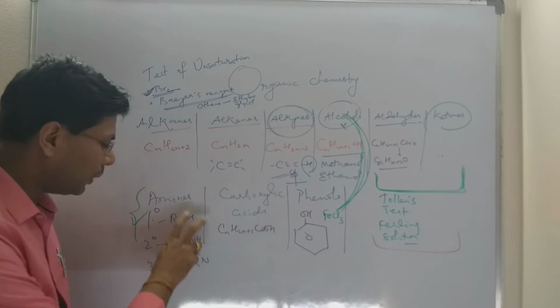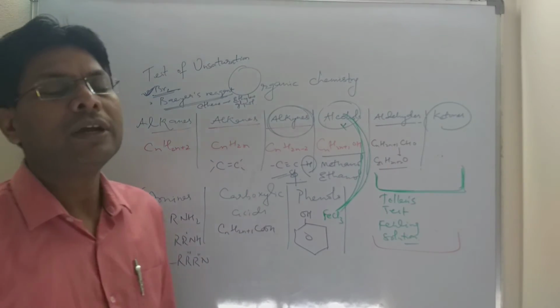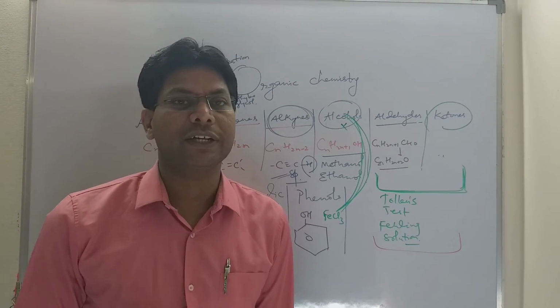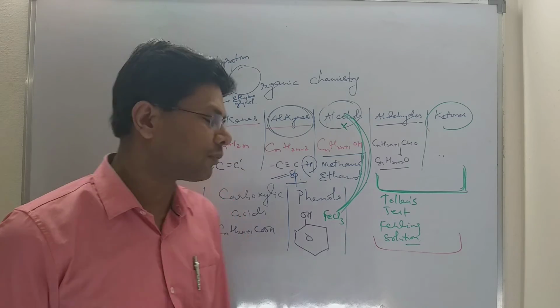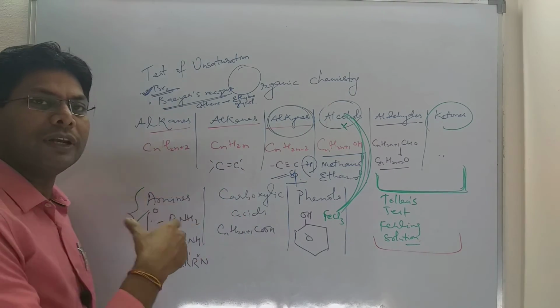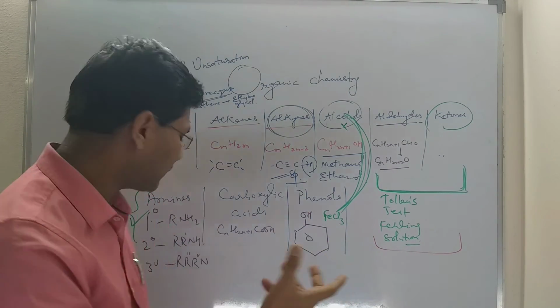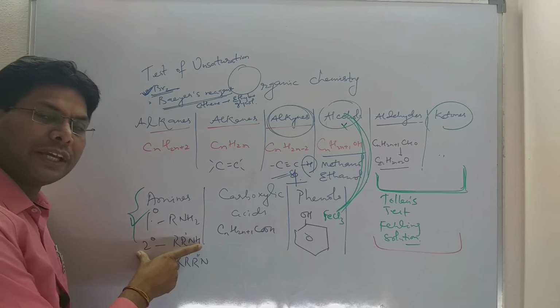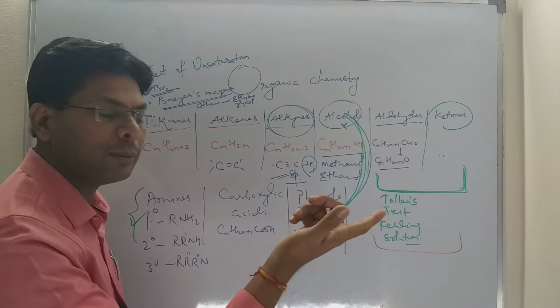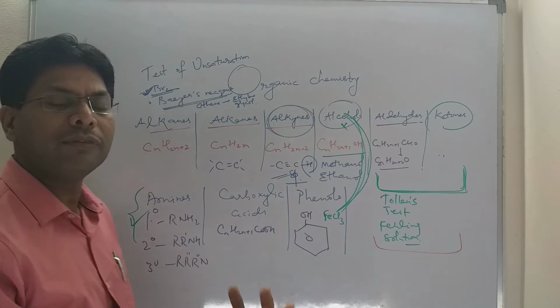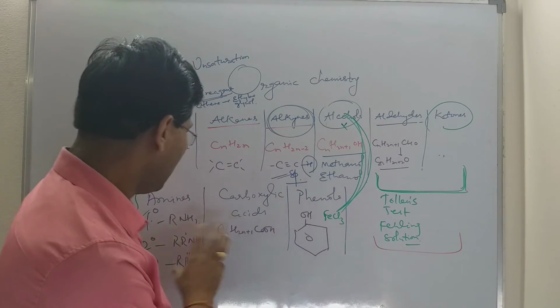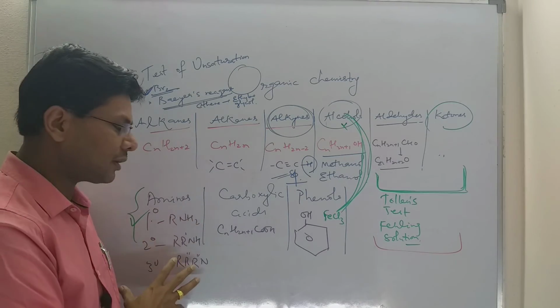1 degree, 2 degree and 3 degree amines can further be distinguished by Hinsberg reagent. The Hinsberg reagent is benzene sulfonyl chloride. 1 degree amines will give a sulfonamide, which will be soluble in alkali. 2 degree will give a sulfonamide, but it will be insoluble in alkali because there is no hydrogen left here. And 3 degree will not react with Hinsberg reagent. This way we can distinguish different classes of amines.